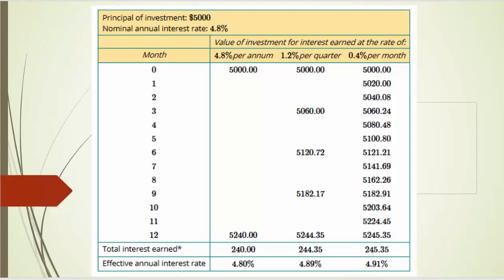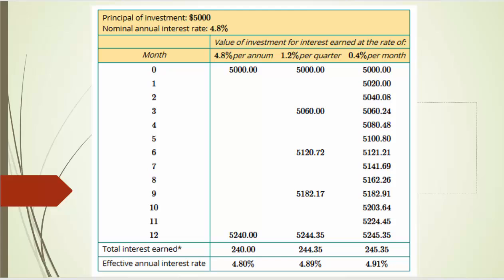But if they actually pay that rate quarterly, in other words, it's 1.2% each quarter, making a total of 4.8% over the year, as you can see, the interest is compounded, interest is on interest, and at the end of the year that way you would actually get 4.89%. You've actually earned 4.89%, not just 4.8.